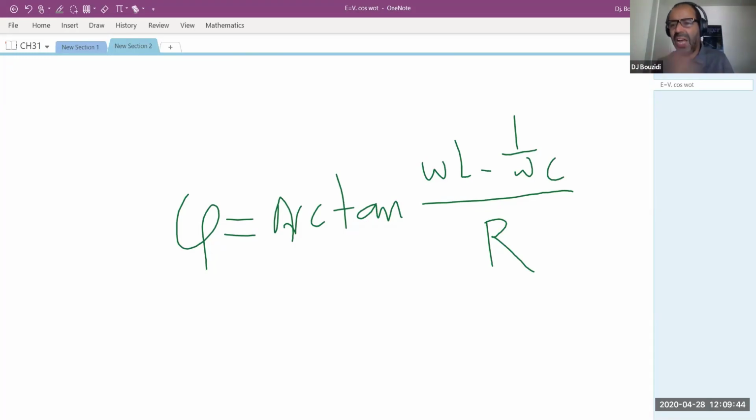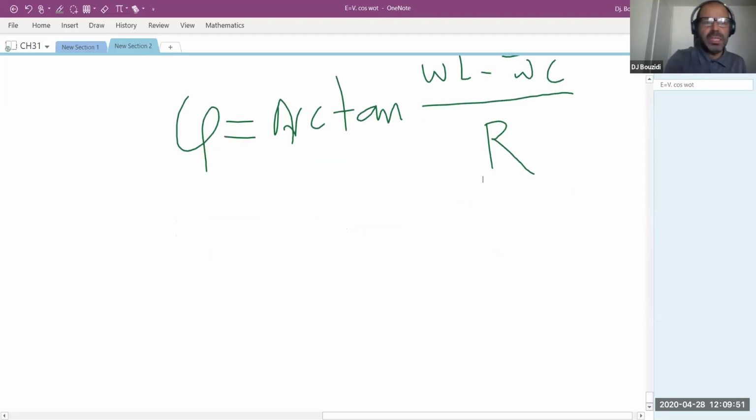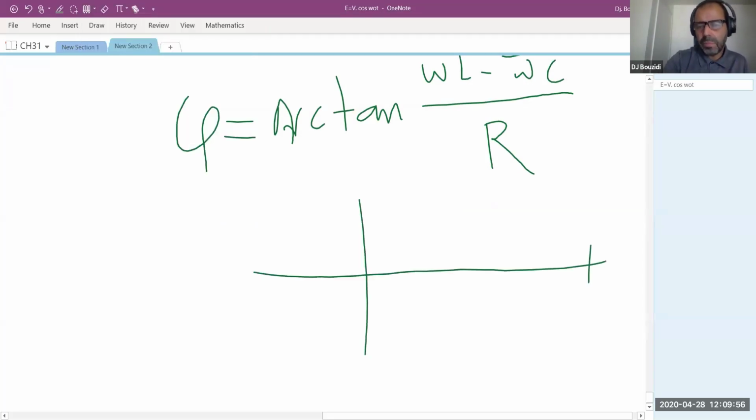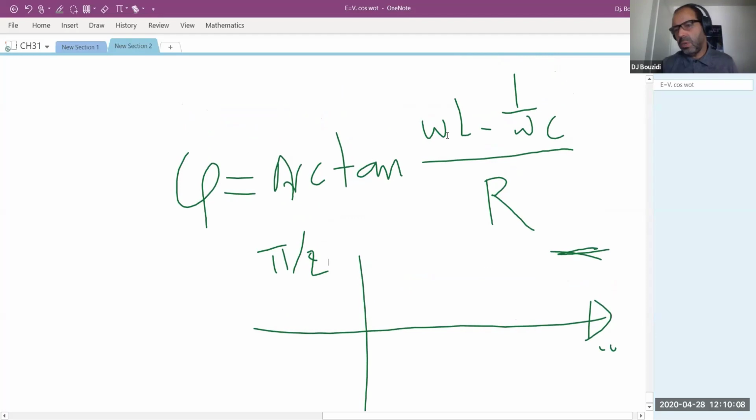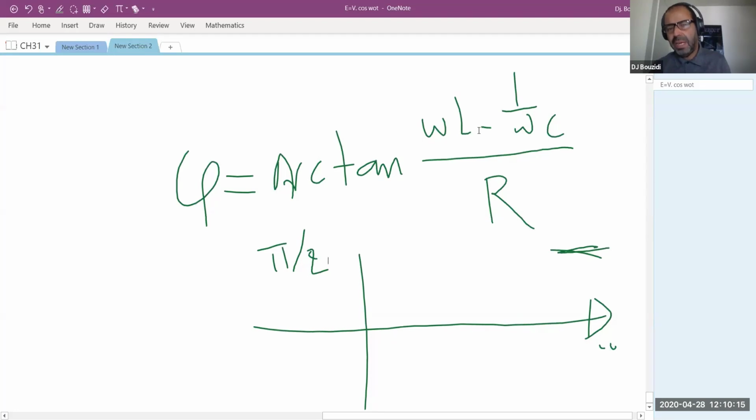Now, for high frequencies, 1 over omega C is 0. So you'll be looking at the arctangent of infinity, basically. An arctangent of positive infinity is pi over 2. So this is pi over 2. Okay? And for very low frequencies, when omega is very tiny, this is 0, when omega is very small, you will be left with minus 1 over omega C, which is very big and negative. There's going to be an arctangent of negative infinity, and that is negative pi over 2.